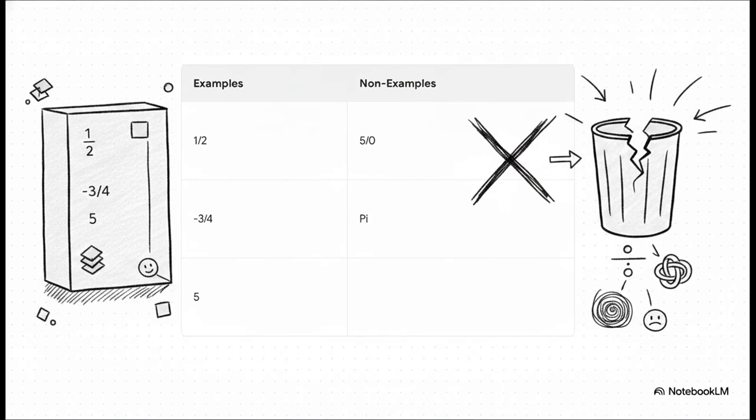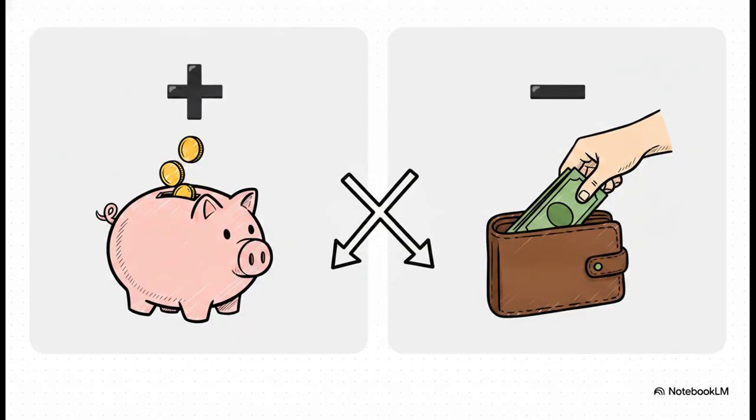So as long as your bottom number, the denominator, isn't 0, you're looking at a rational number. To put that into perspective, standard fractions like 1/2 or -3/4 are perfect examples. Even the whole number 5 counts. Why? Because it's really just 5 over 1. But what doesn't fit? Well, 5 divided by 0 breaks our rule entirely because, again, q can never be 0. And pi? Since it just goes on forever and ever without repeating, it can't be neatly packed into a simple p over q fraction.